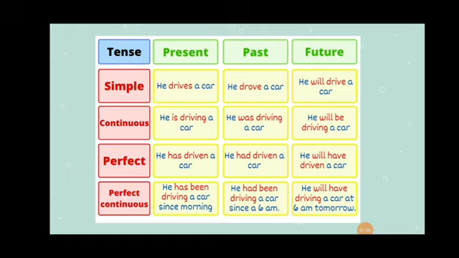English tenses are used to express the time at which an action takes place. They are generally categorized into three main groups, as presented here. The three main groups are the present, the past, and the future, with each having four aspects: simple, continuous, perfect, and perfect continuous. In this case, we have 12 different structures to express different events and actions in English.